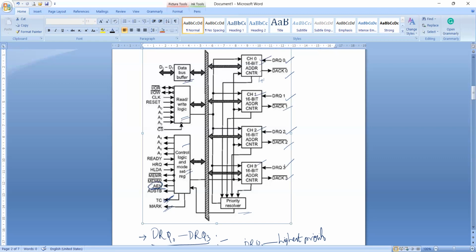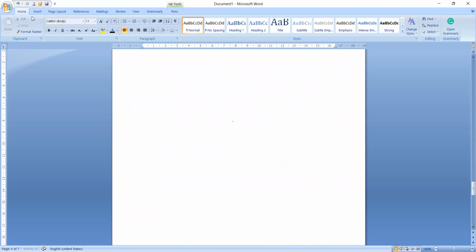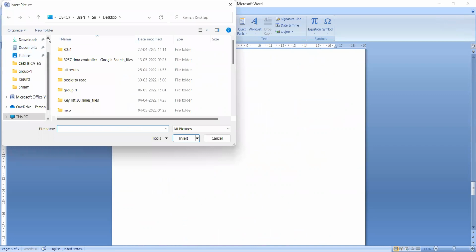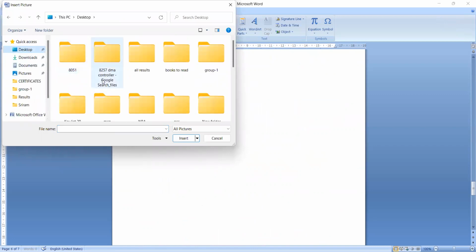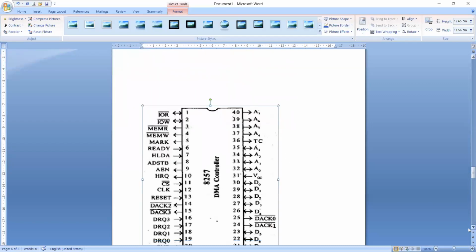And this is all about each and every pin of the block diagram of 8257 as well as the pin diagram. Let me show the pin diagram. I will insert the picture here. I downloaded it already. This is the pin diagram of 8257.